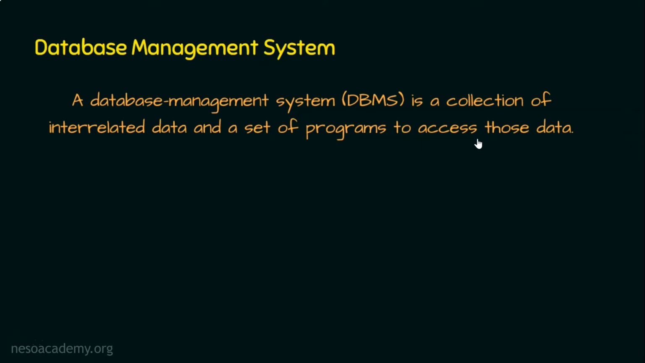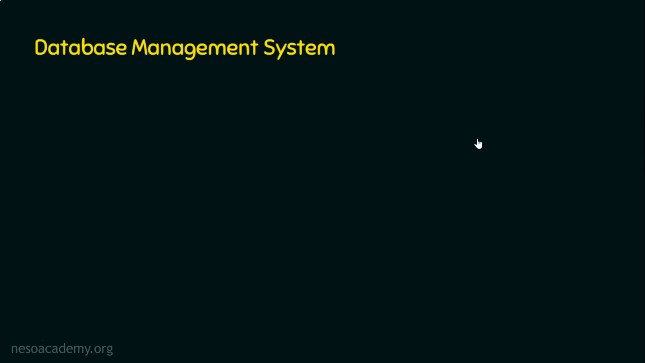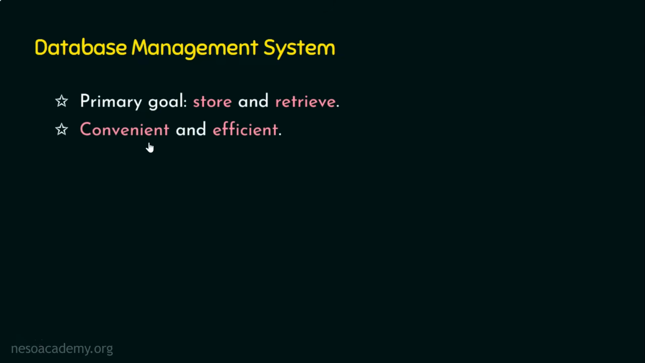We have just seen the definition of DBMS. Let's now see various points about DBMS for better understanding. When we talk about additional points about DBMS, we need to clearly understand that the primary goal of DBMS is to store the data and retrieve the data. So DBMS should facilitate us to store the data easily and effectively. At the same time, whenever we require the data, it should have the set of programs to retrieve the data easily. Simply put, storing and retrieving should be convenient and also efficient.